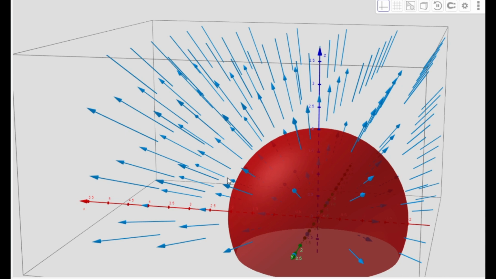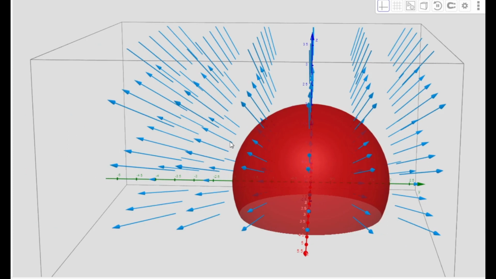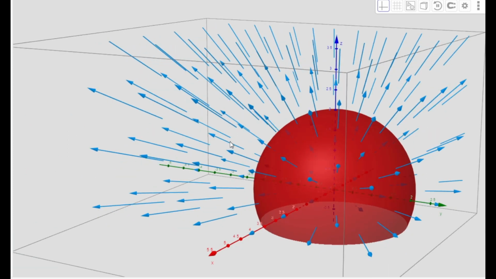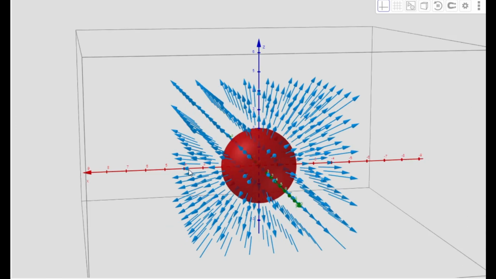So these vectors represent the gradient of the function at a particular point. So this is how the gradient of the surface looks. What I am writing here, at the point 1, 1, 1, this is the vector 2, 2, 2, right? At the point 1, 0, 0, this is the vector 2, 0, 0. So this is the vector on the x-axis, 2, 0, 0, right? So we have the vector on the x-axis.